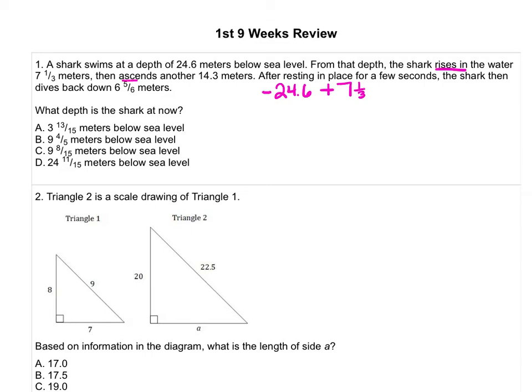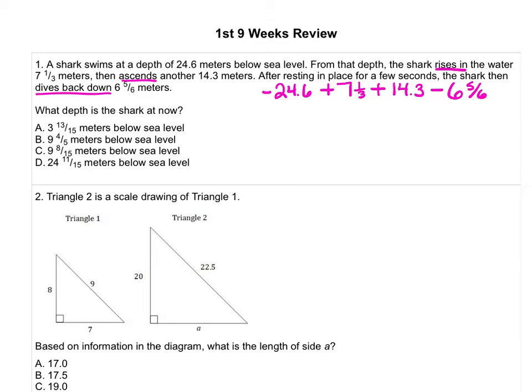Then ascends another 14.3 meters. So once again, ascend is going up 14.3. Then after resting in place for a few seconds, the shark then dives back down 6 5/6 meters. So we're going to go down, decrease, minus 6 5/6 meters. What depth is the shark at now? Okay, so let's just work through this problem.